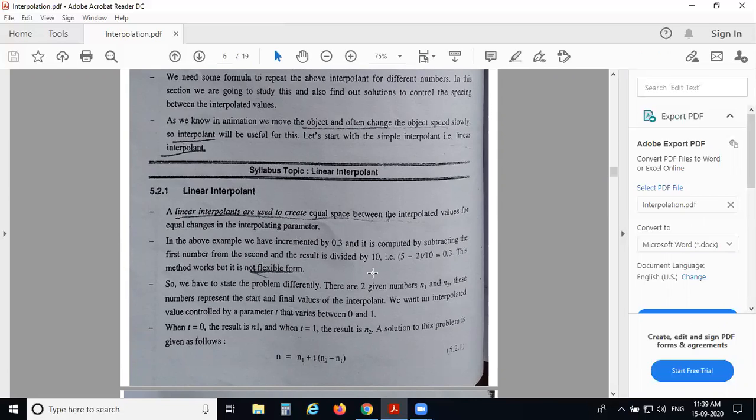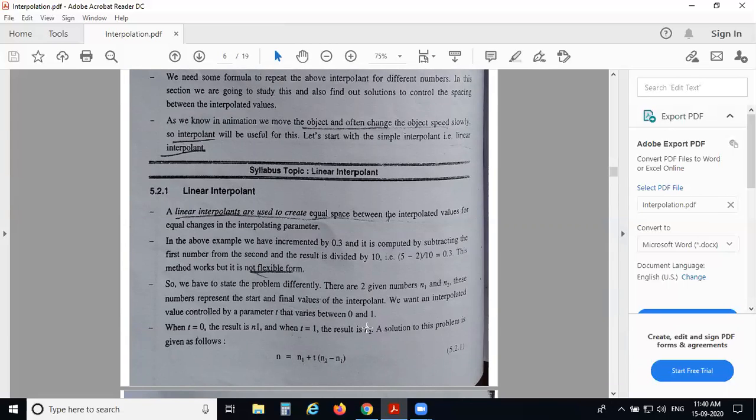अप्रॉक्सिमेटली व्हॅल्यू काढायची असेल तर ती कशी काढू शकतो, तर याच्यामध्ये बघा दोन नंबर्स घेतले, जर सपोज ते नंबर्स n1 and n2 असतील, then n1 is the starting number and n2 is the final number. Okay, that is final value. So we want interpolation value controlled by parameter t that varies between 0 and 1.